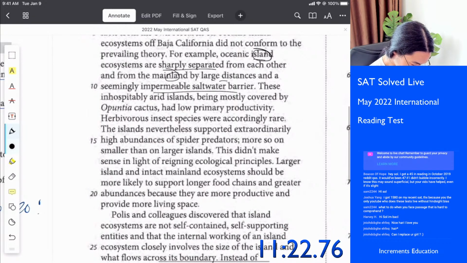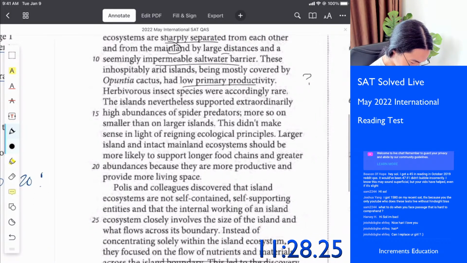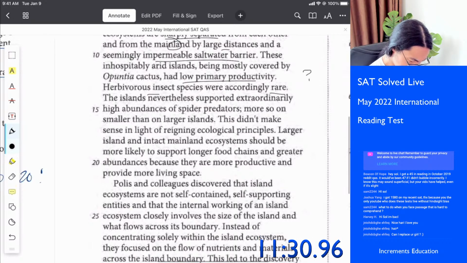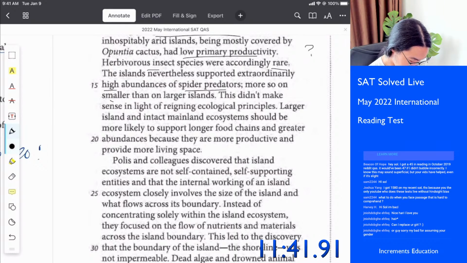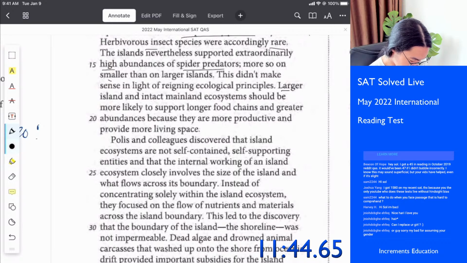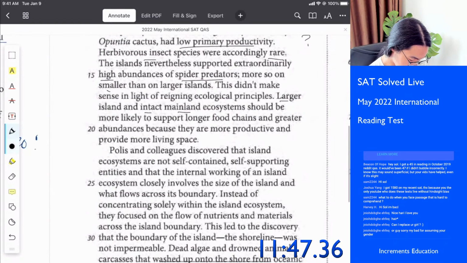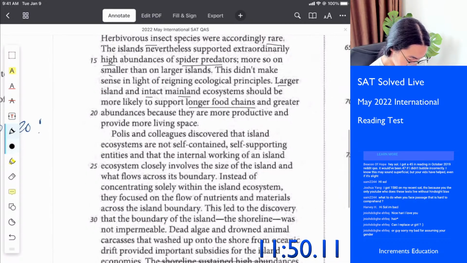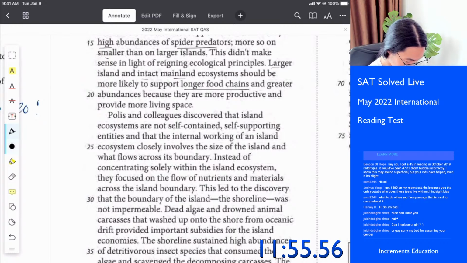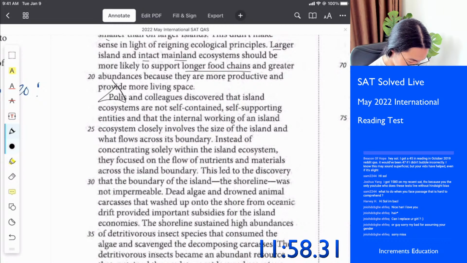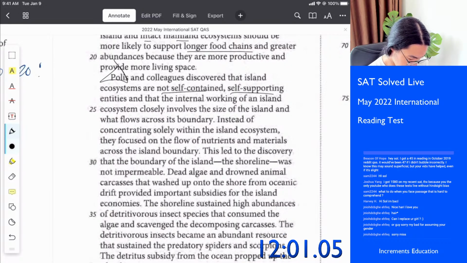However, wait, what is low primary productivity? Insects were rare. Primary must be vegetation, right? Islands nevertheless support extraordinarily high spider predators, and more so on the smaller islands, which didn't make sense in line with the larger and intact mainland ecosystem, which should be able to support longer food chains. That's kind of interesting. So this is a confounding finding. They're not self-contained, self-supporting entities.